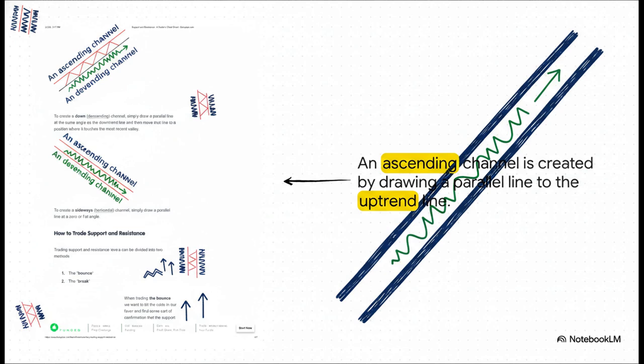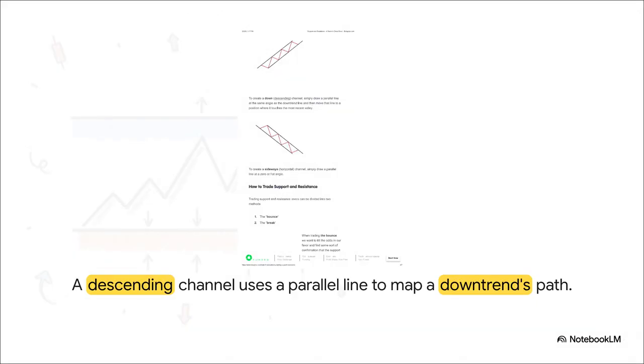But we can take this one step further. If you draw another line that's parallel to your uptrend line, connecting the peaks, you suddenly create this ascending channel. It's like a corridor that contains the price action as it climbs higher. And no surprise here, it works just the same for a downtrend. Draw that parallel line across the bottoms and boom, you have a descending channel. It gives you a really clear, downward sloping path that the price is respecting.